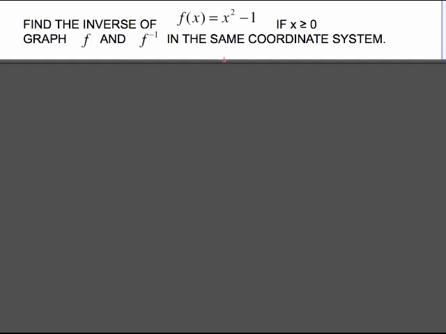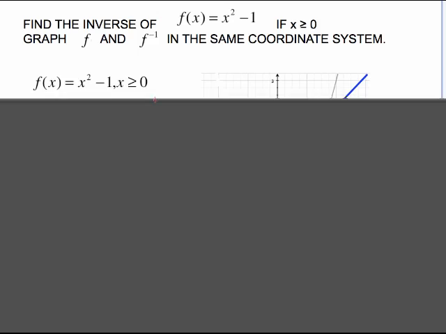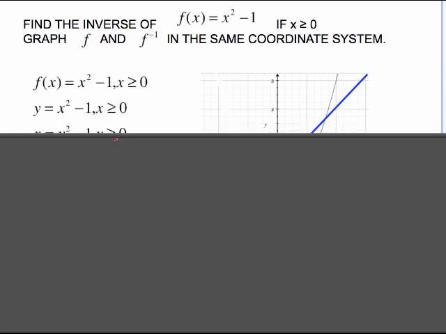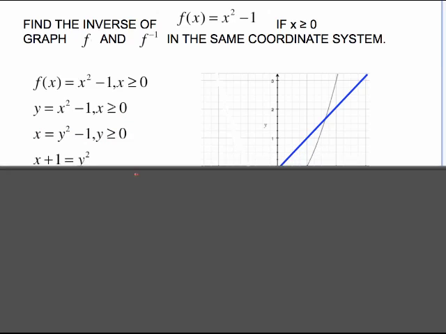Graph f and the inverse of f in the same coordinate system. So I started actually by doing the algebra, then we'll look at the graph. f of x equals x squared minus 1, but this is valid only if x is greater than or equal to 0. I don't need to do anything about that x greater than or equal to 0 just yet. So I'm going to do my steps, swap out and put a y in place of f of x, swap your x and your y, but notice something. Instead of it being x greater than or equal to 0, it has now become y greater than or equal to 0 because I swapped my x and my y. My domain restriction is now a range restriction.